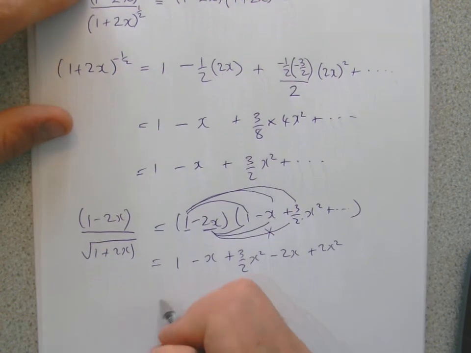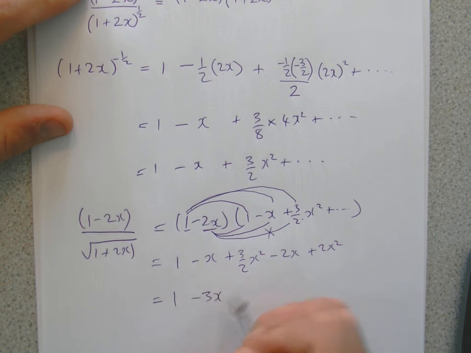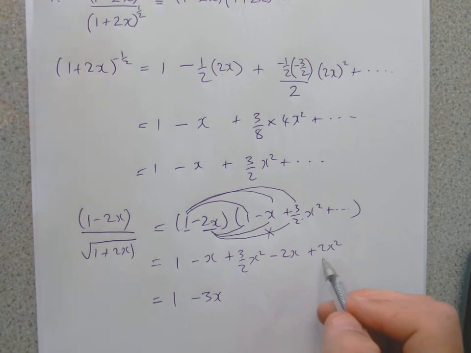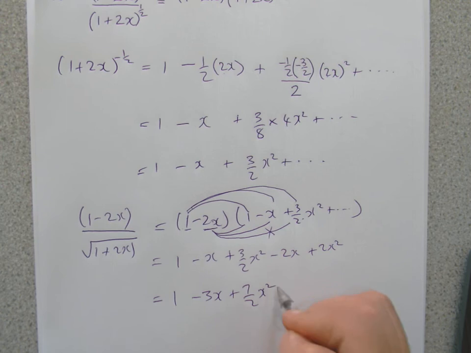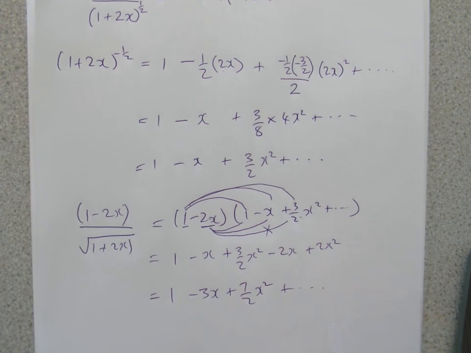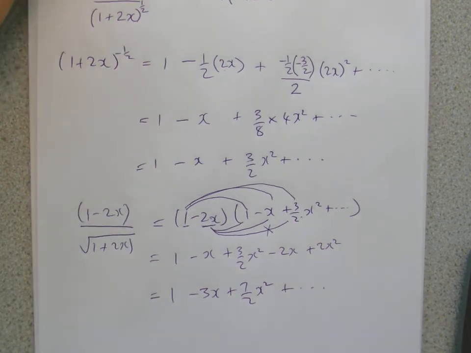So you've got this, and we can simplify it then. This would be 1 minus x minus 2x, which is minus 3x, and then 3 over 2 plus 2 is going to be 7 over 2 x squared. So there's our expansion up to x squared, and we're done.